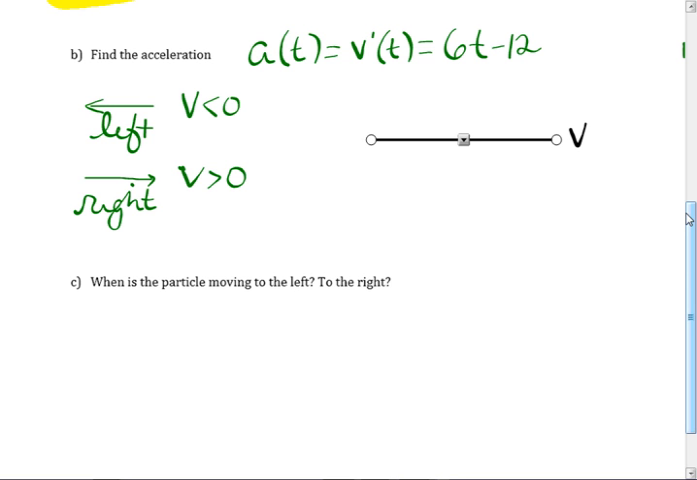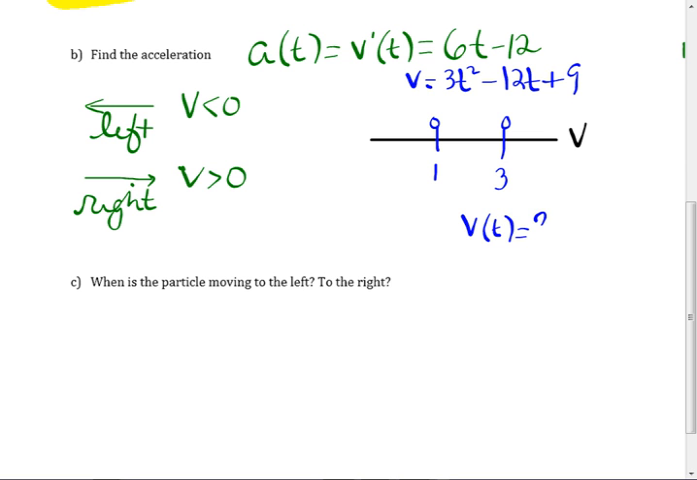Okay, so we have 1 and we have 3. We know it stopped there. And I know that my velocity equation was 3t squared minus 12t plus 9, right? Now, you can be clever, and you can figure out the signs. That sounds like some people have already done that. Or, we factored this, and we said v of t was equal to 3 times t minus 1, t minus 3.